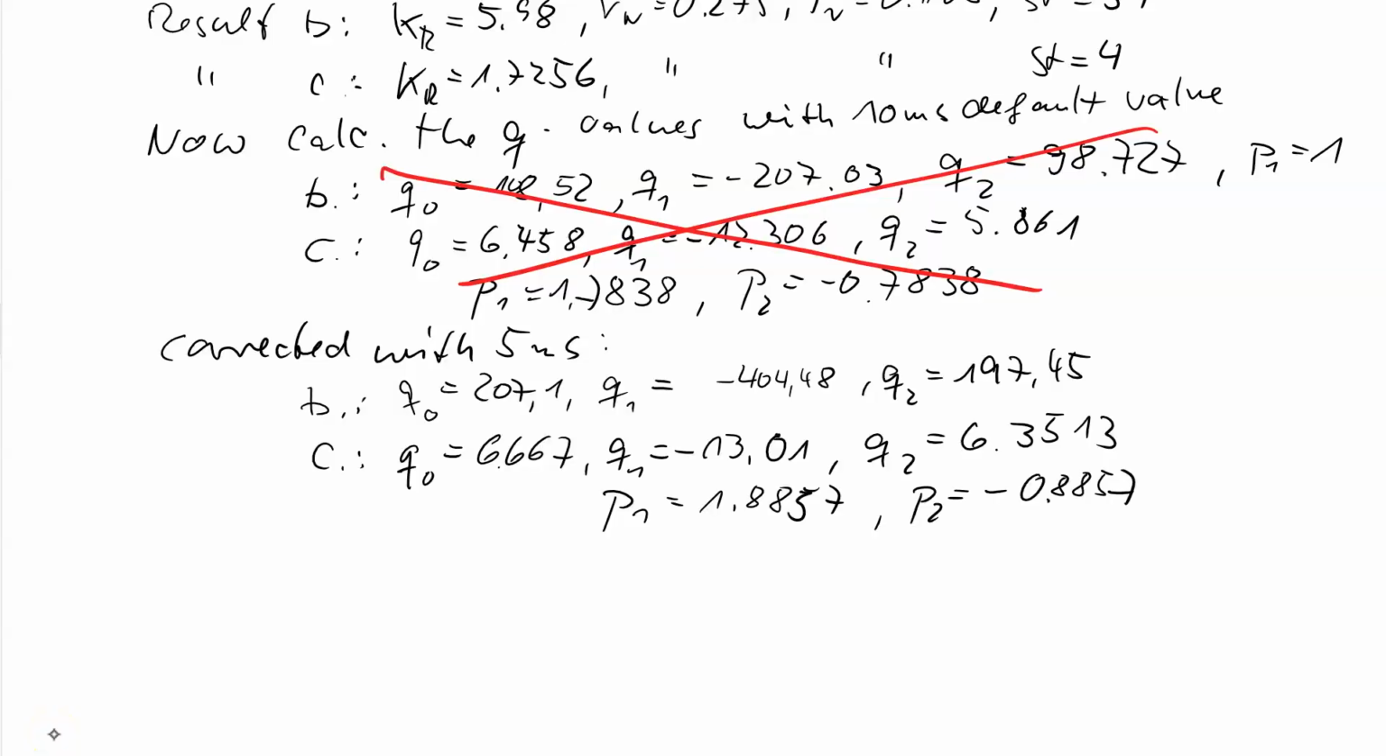So you see the values here for the KC are slightly different. The difference is not so big, but the values for case B here are nearly doubled. Yeah, 207, 404. So you see this sampling time error can cause big changes. Now these numbers should fit to the WinDF values.